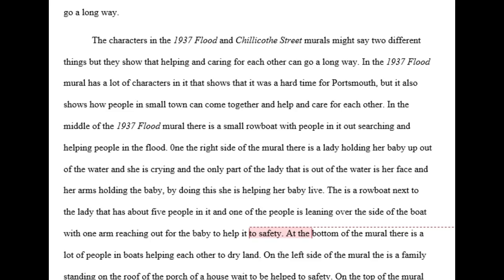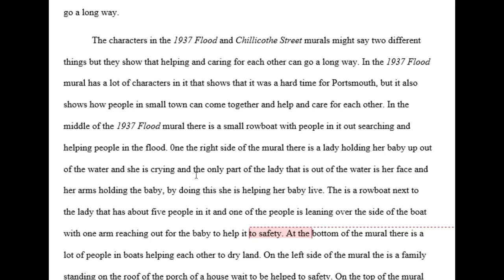Maybe you can organize the details that you have in this paragraph in a way where there's a reason why. I mean, maybe it's the most important characters in that mural, because you've got a lot going on in the 37th Flood mural, and you can maybe be a little choosy. Maybe you don't write about every character that's in there. Maybe you write about the most important ones, or the ones that are really doing different things.